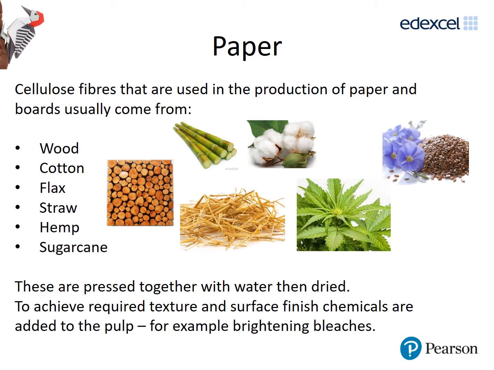Now paper comes from different sources of cellulose fibres. So that's generally, it could be wood, cotton, flax, straw, hemp or sugarcane, as you can see pictured there. In the simplest of forms, basically they are pressed together with water, then dried. But often you need different textures or different surface finishes, so chemicals can be added during the process. So for example, that might be brightening bleaches, which is often used on copier paper and on solid whiteboard to get that really bright white finish, which is often needed for printing on.